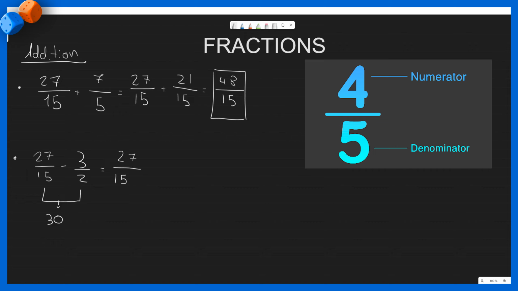As 30 divided by 15 is 2, we know that 15 times 2 is 30. So we would just have to multiply this fraction times 2 and divide it by 2. Now the other fraction, we keep this minus here, should be multiplied by 15 and also divided by 15. And we will get 54 over 30 minus 3 times 15, 45, over 30, which leaves us with 9 over 30.